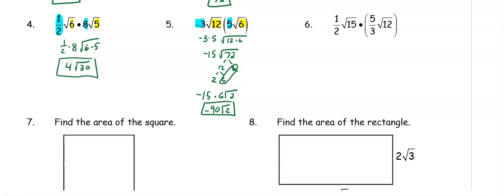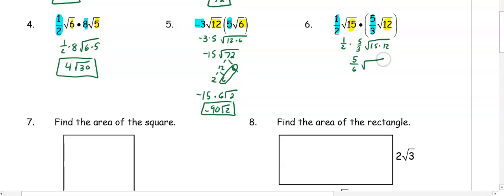In number 6, when we multiply, the inside numbers are 15 and 12. The outside numbers are 1/2 and 5/3. So when we multiply, we have 1/2 times 5/3 root 15 times 12. When you are multiplying fractions, the top multiplies together and the bottom multiplies together. So 1 times 5 is 5, and 2 times 3 is 6. And then we have 15 times 12, which gets us 180.